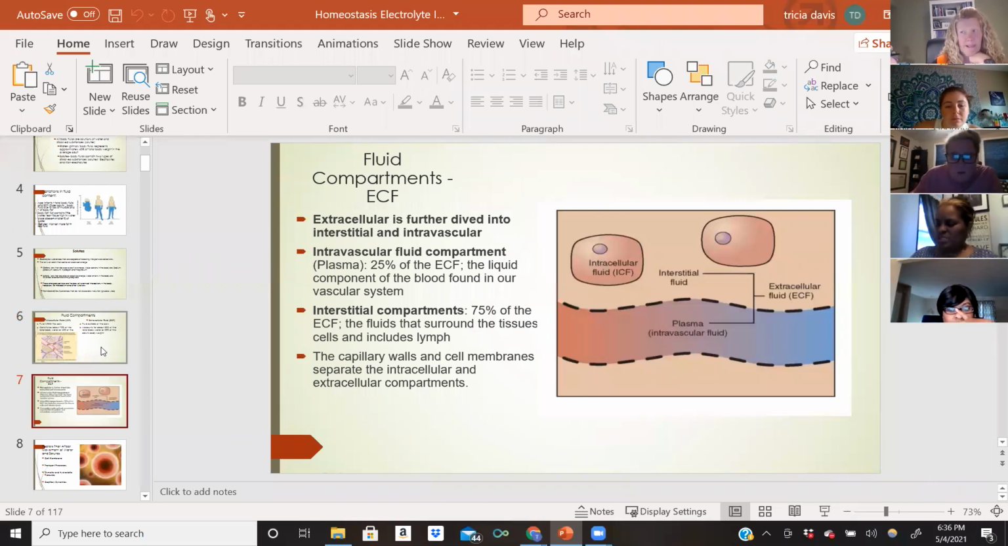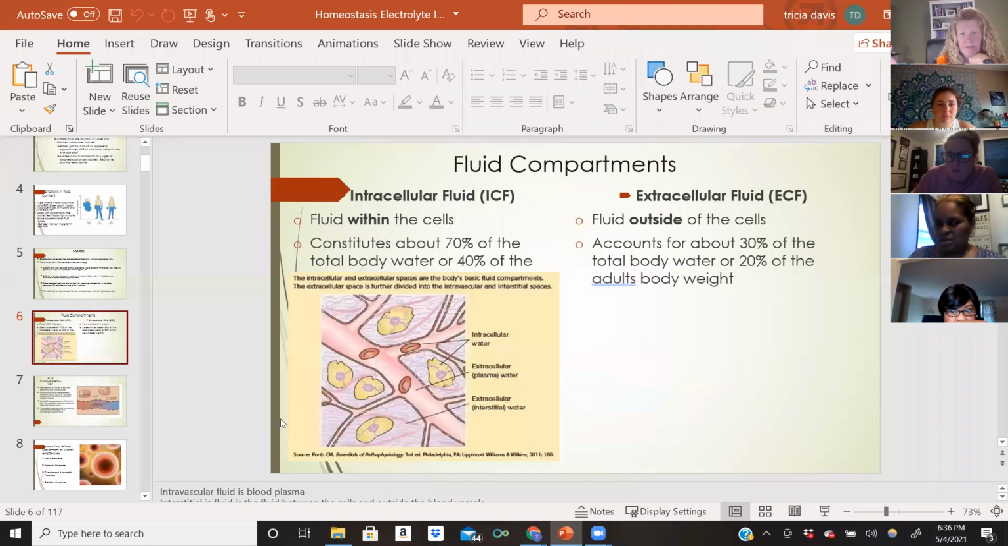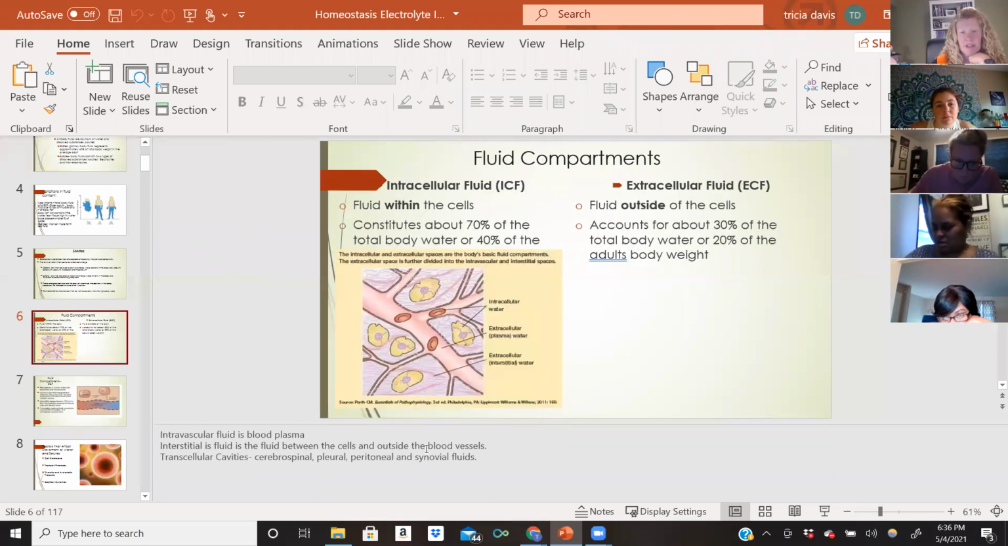Interstitial was between cells and outside of? Interstitial is outside of the cells. It's in between, it's outside the blood vessels and between. It's where the fluid is between the cells and outside of the blood vessels. Got it. Thank you. Yeah, because there's also cells outside, but then here's the blood vessel.